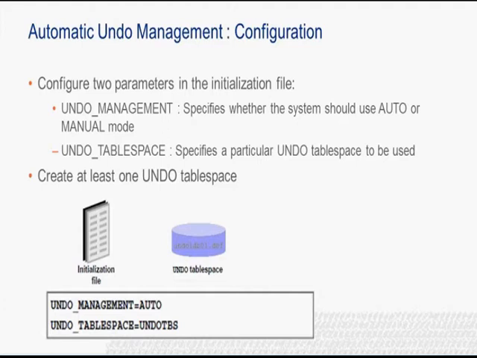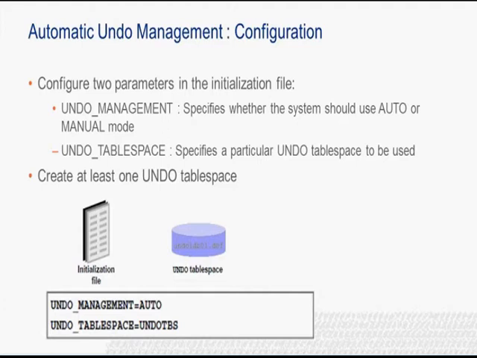Auto mode sets the database to perform undo management and requires an undo tablespace. In manual mode, we can create and manage undo segments when needed within the database as in previous versions of the Oracle server.